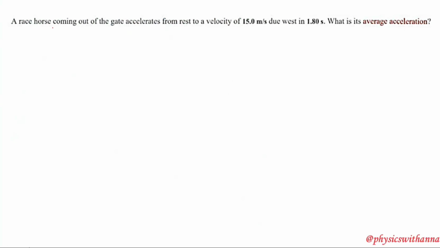Next question. A racehorse coming out of the gate accelerates from rest to a velocity of 15 meter per second due west in 1.8 seconds. What is its average acceleration? So here the horse is starting from rest. Again, if you start from rest, initial velocity will be 0. So I write V initial to be equal to 0. And it goes to a velocity of 15 meter per second. To a velocity means this is my final velocity. I'm moving from rest to this value. So this is V final.